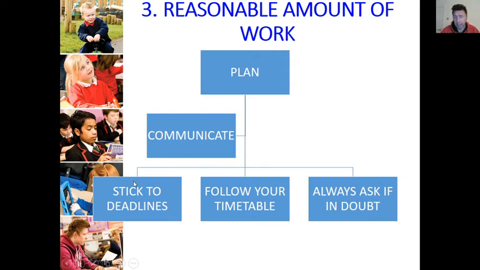And if you stick to deadlines, then you are sure that you're following your teacher's instructions, and you're working to the deadlines, and you're doing your work. Follow your timetable, and always ask if in doubt. Okay, if you can't submit your work on time, then please inform us and give us a reasonable reason for that, and then I'm sure teachers at this stage under those circumstances will show more than sufficient understanding for your situation.